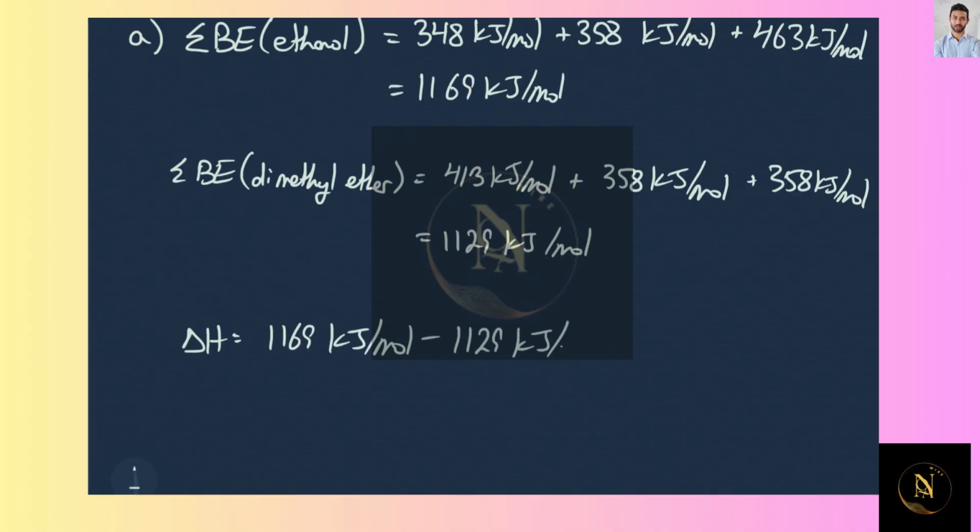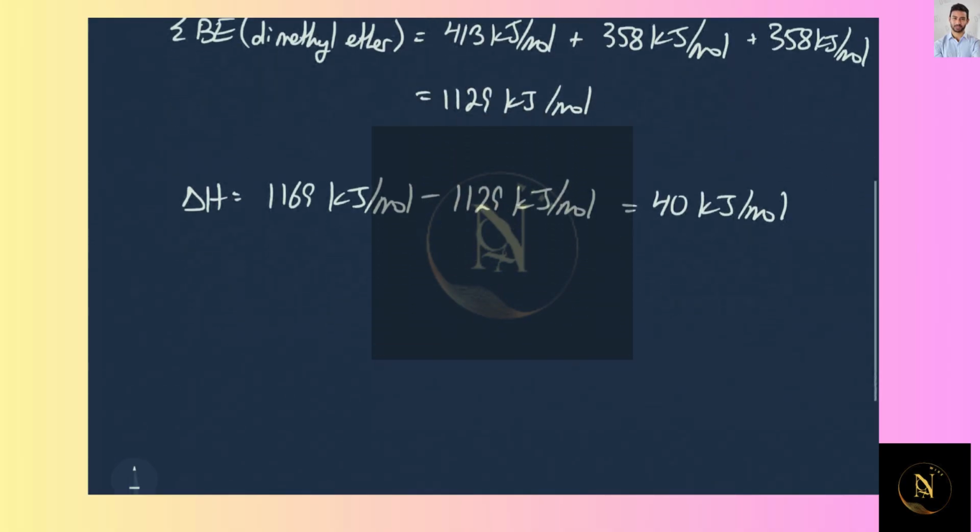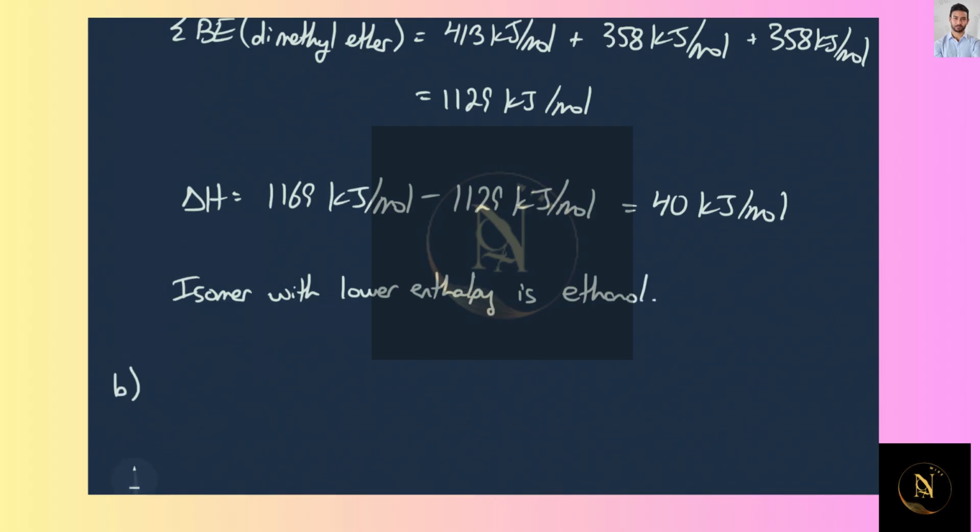Subtract 1129 kilojoules per mole. And we will get 40 kilojoules per mole, which signifies that this is endothermic and the reactants would have lower enthalpy, so the isomer with lower enthalpy is the reactant, or ethanol.